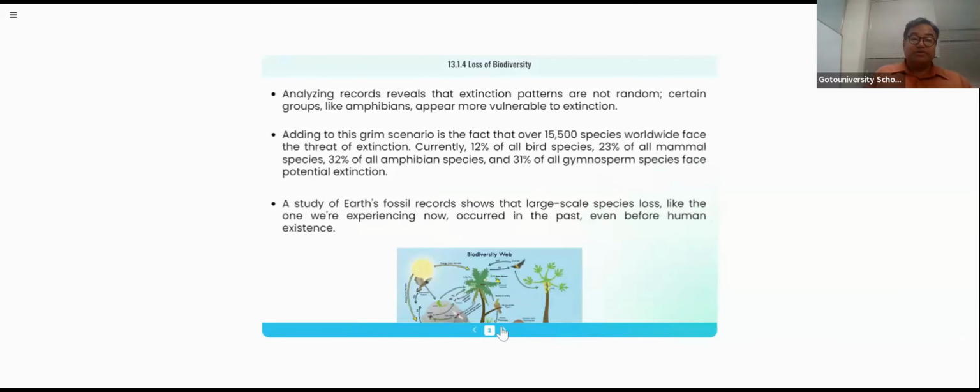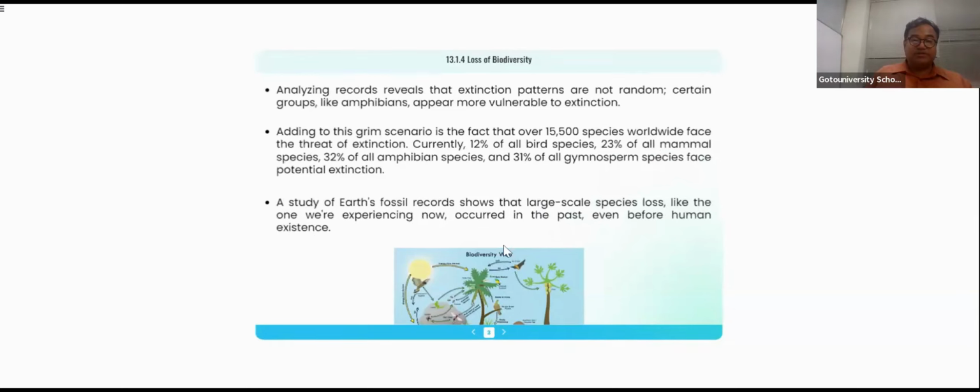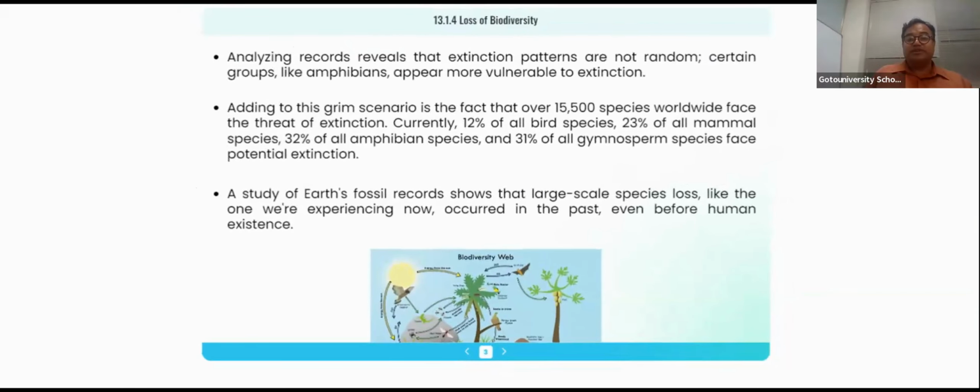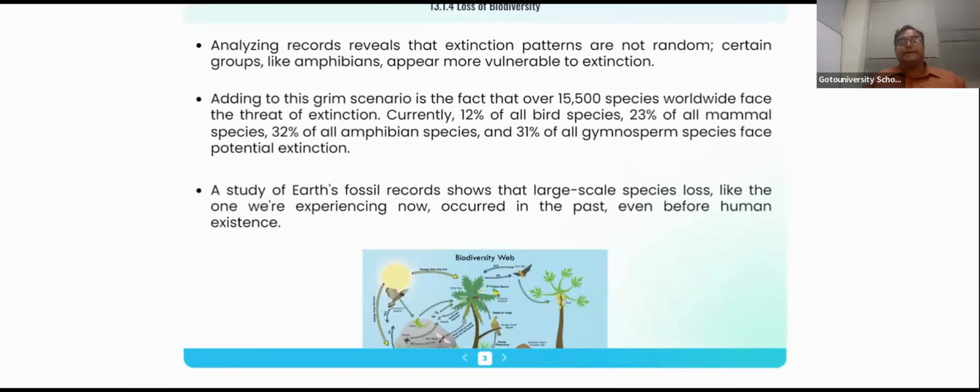And now I'm entering into the records. Amphibians appear more vulnerable to extinction. Why? Because amphibians are cold-blooded animals, and cold-blooded animal means it can't change its temperature to the atmosphere temperature. So that is the reason why not only amphibians, even the worms of various quality and quantity, like frogs, can't sustain in different geographical areas.